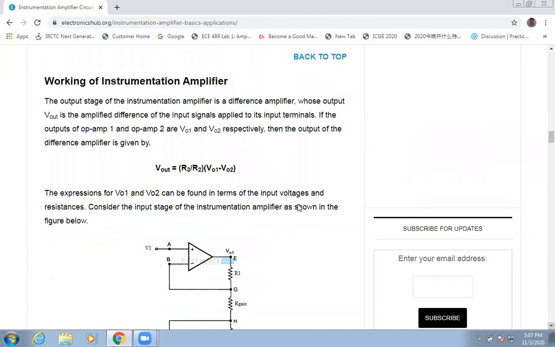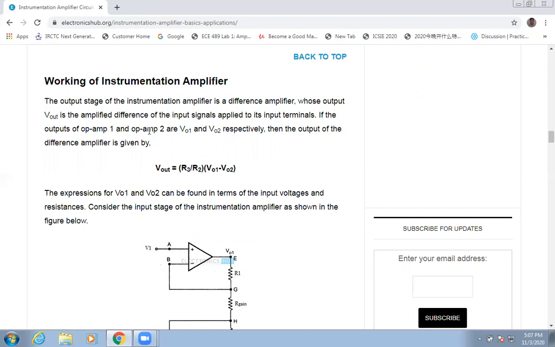The output stage of an instrumentation amplifier is a difference amplifier whose output V out is the amplified difference of the input signals applied to the input terminals. Here in this case we are applying V1 and V2 at the input stage of the instrumentation amplifier.